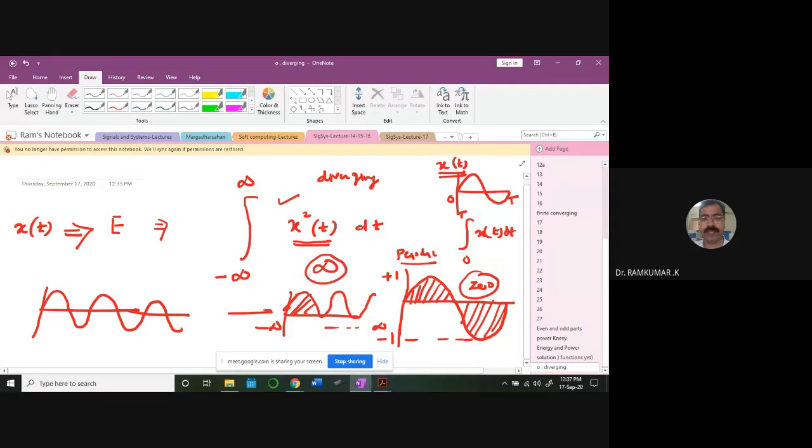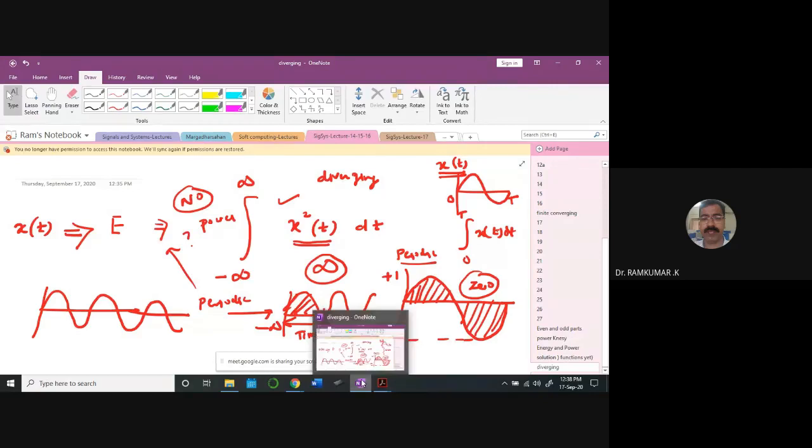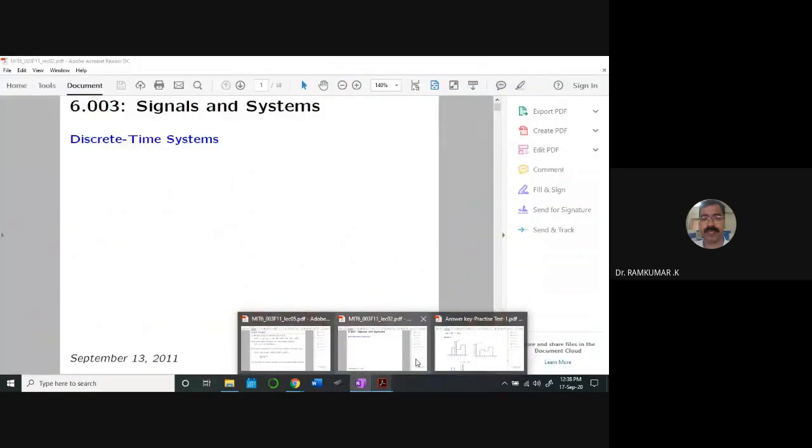So the question is, for a periodic waveform, whether you can compute energy. No, for a periodic waveform you cannot compute energy. But you can compute the power of this kind of signal, by working out one particular time period. It's more like average power. For one time period, I'm going to work out the same thing, and for periodic signals you can compute the power comfortably, like this.